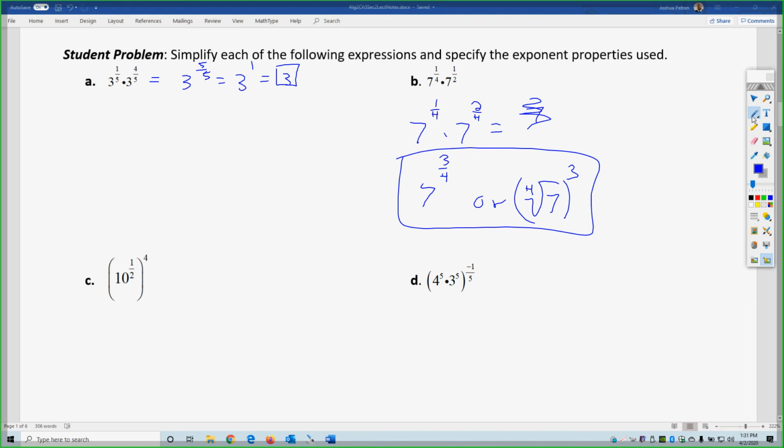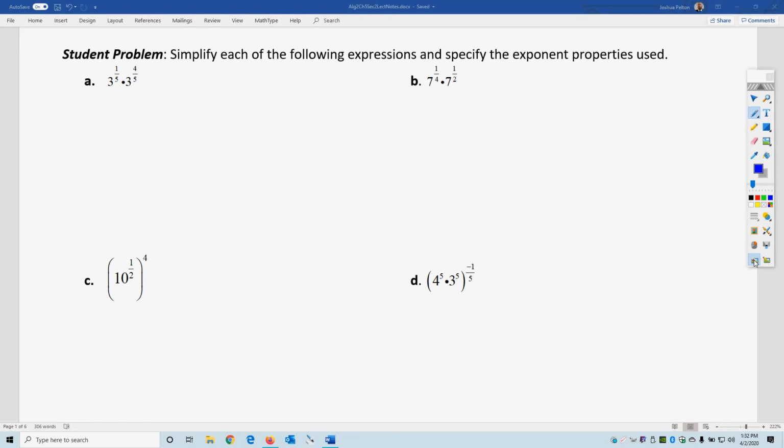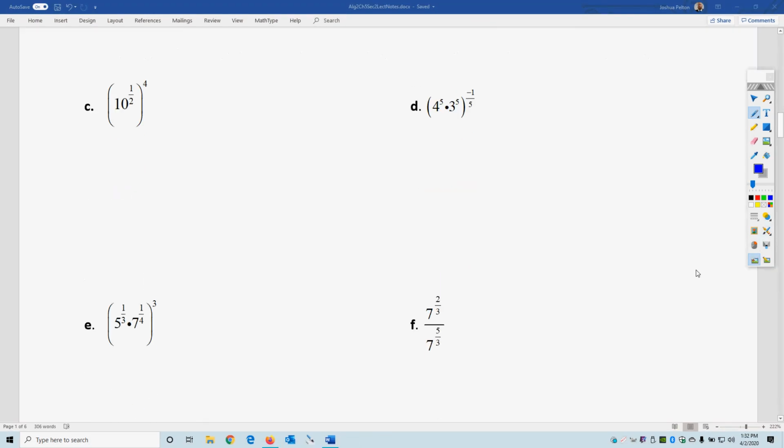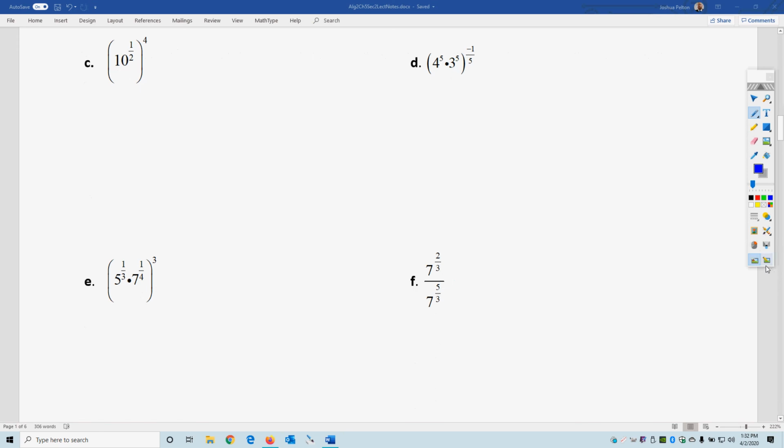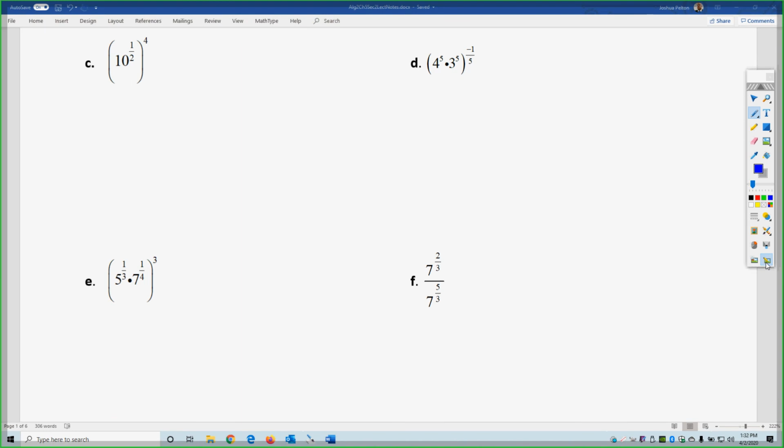All right, let's move it up a little bit. Okay, power to a power means multiply, so it's 10 to the 4/2, which is 10 squared, which is just 100. Next one, the 1/5 needs to distribute to both. It's a power of a product. Whenever you see parentheses, distribute to everybody.